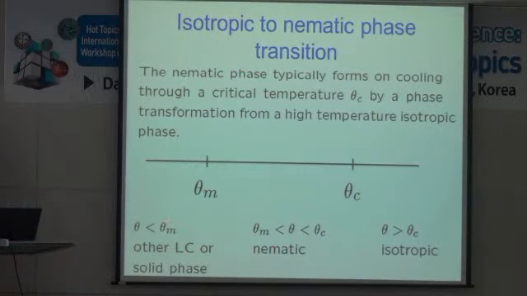At theta m, something else happens. It either turns into another liquid crystal phase or into some solid phase. For example, for MBBA, the temperatures are 45 degrees and 17 degrees. So the range of temperatures is, I suppose, relatively small.